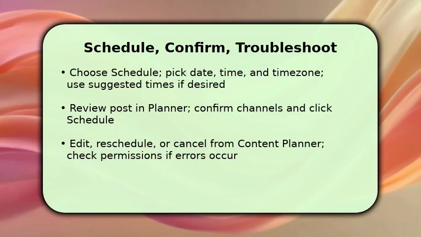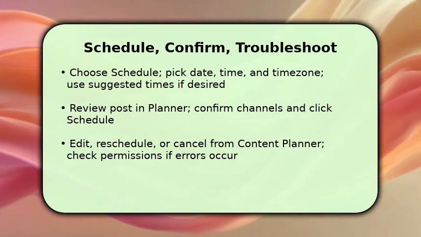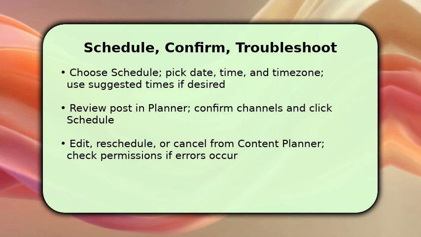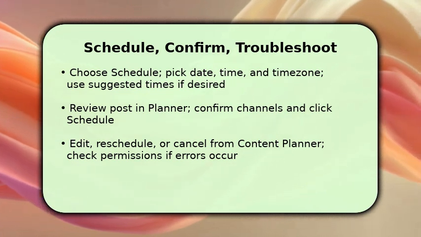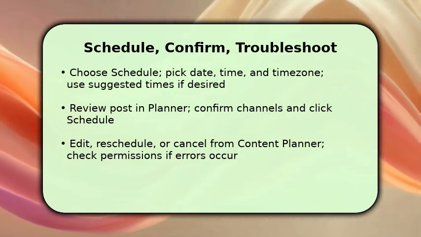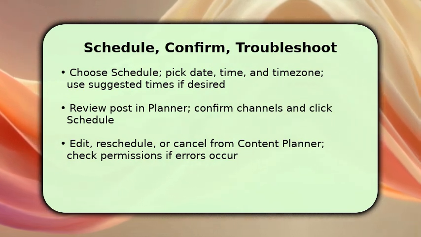When you're ready, select Schedule and pick the exact date, time, and time zone. Use suggested optimal times if you prefer. Once scheduled, review the entry in the Content Planner calendar to confirm channels and conflicts, then click Schedule to finalize. If you need to change anything, open the scheduled item in Planner to edit or reschedule.